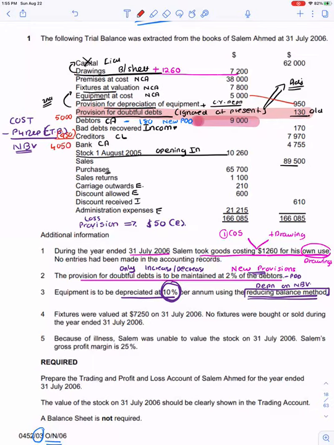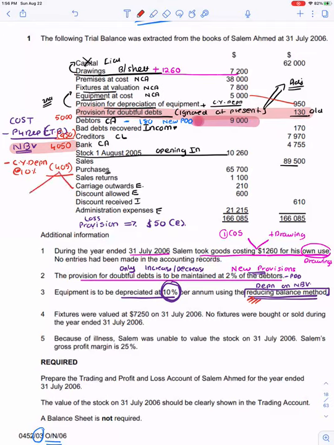Now you will have to find the current year depreciation, which is at the rate of 10%. It is on the reducing balance method. That means it will be calculated on the reduced value. 405 will be the current year depreciation, which is 10% of 4050.